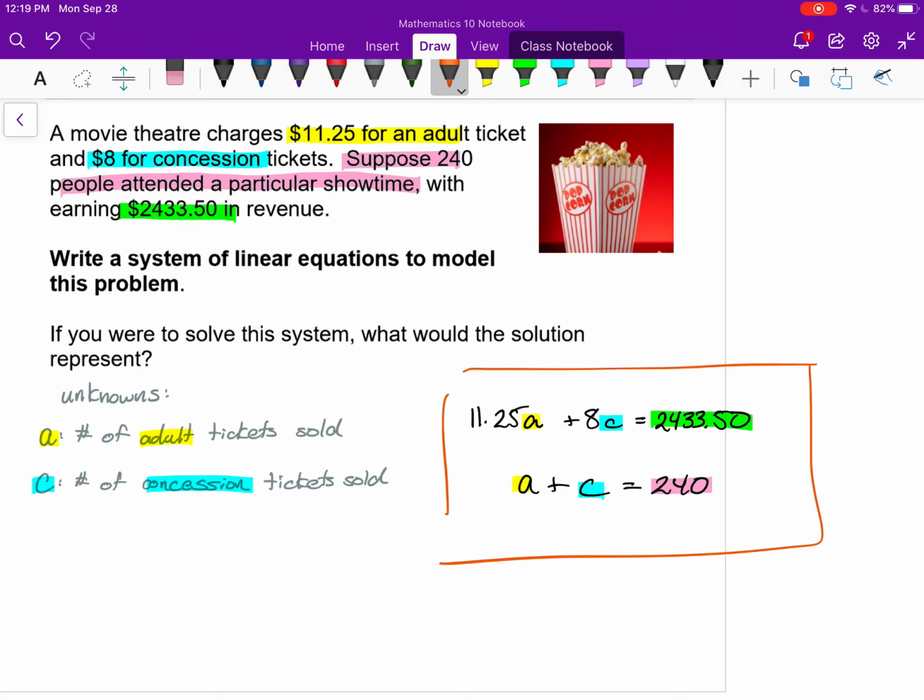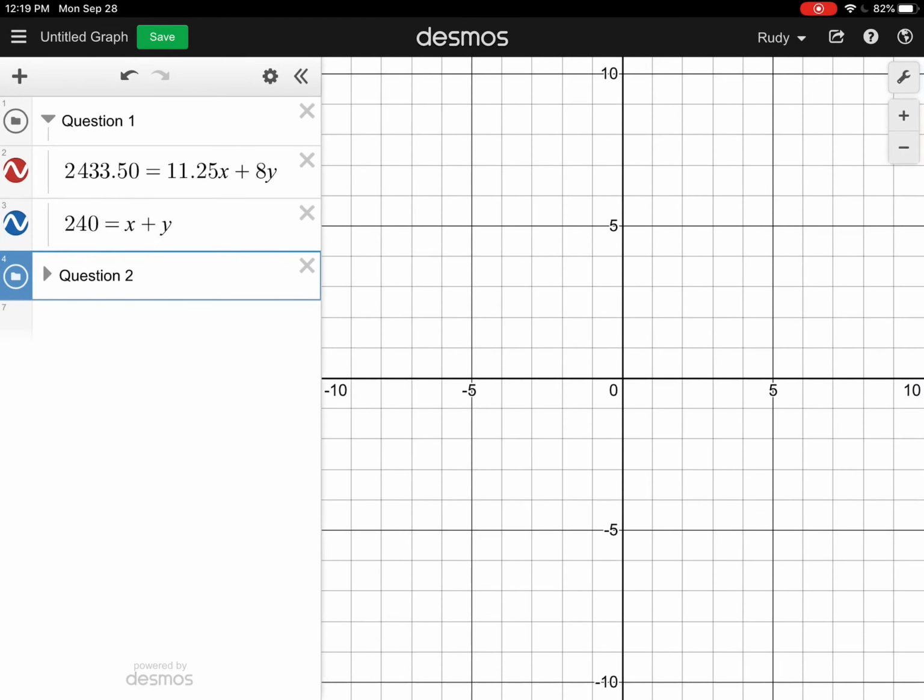What I want to do now is solve this in Desmos and think about what the solution represents. Now, when I go into Desmos, I can type A and C, but it's easier to type X and Y. So going forwards, X is going to stand for my adult tickets, and Y is going to be concession tickets. So if I go into Desmos now, that's what I have graphed right here. Now, it actually has been graphed. One's in red, one's in blue. But I don't see anything because my x-axis represents the number of adult tickets. The y-axis is the number of concession tickets.